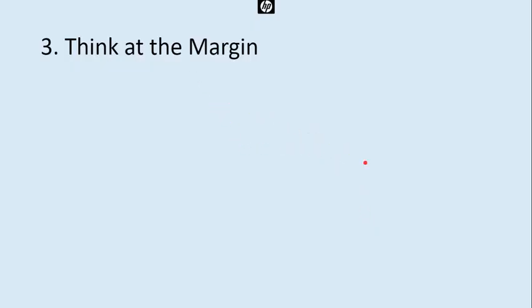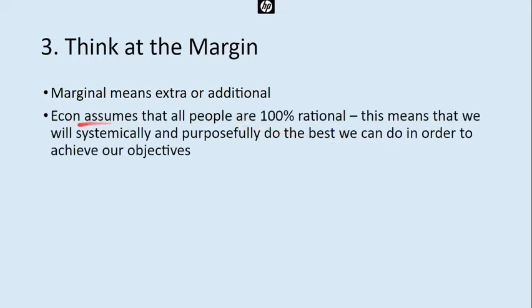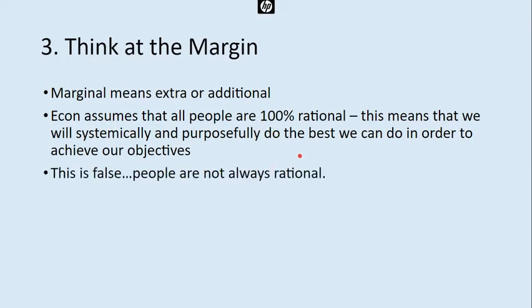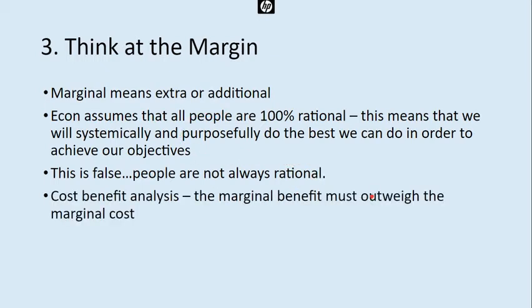Number three is think at the margin. Marginal means extra or additional. You're going to hear this a lot throughout the class: marginal cost, marginal product, things like that mean additional or extra. Here's one problem with our economic concept: we assume that people are 100% rational. We are not 100% rational people. We do irrational things all the time. But in order for the theories to work, we have to assume that people are 100% rational.